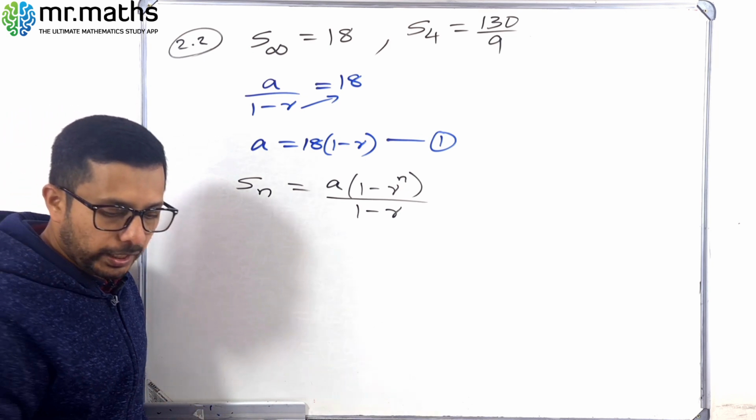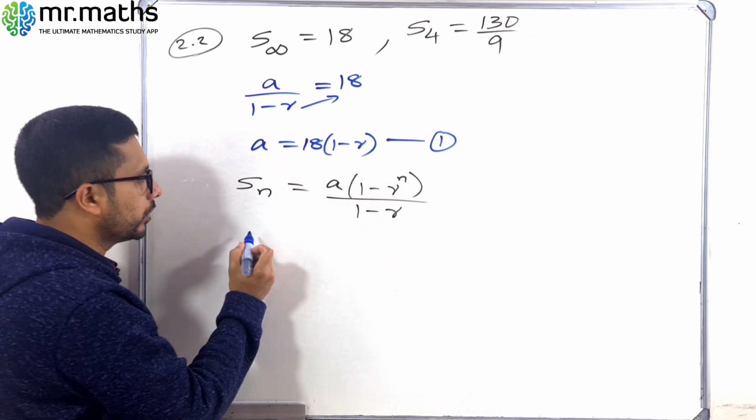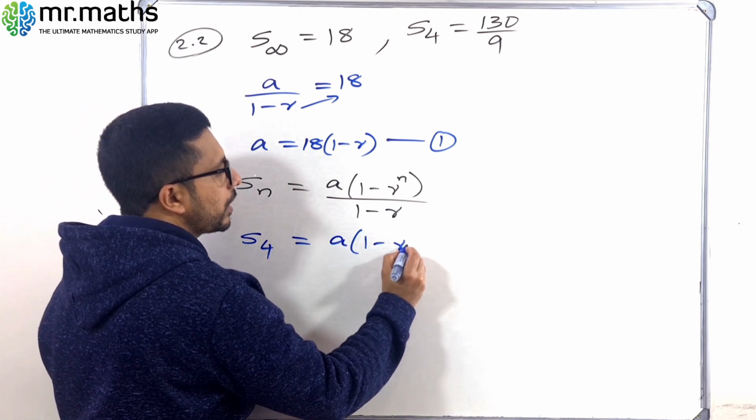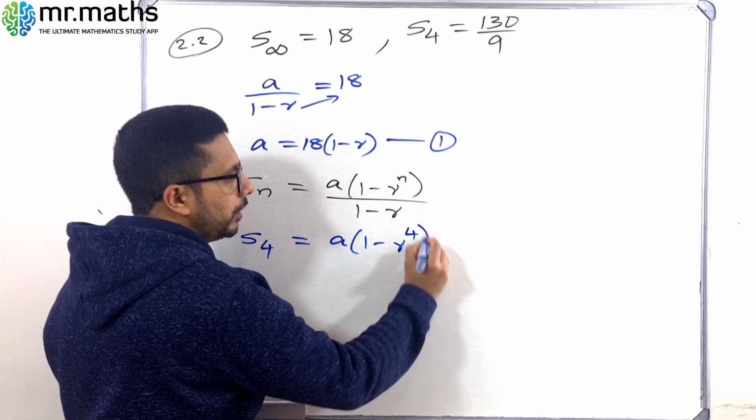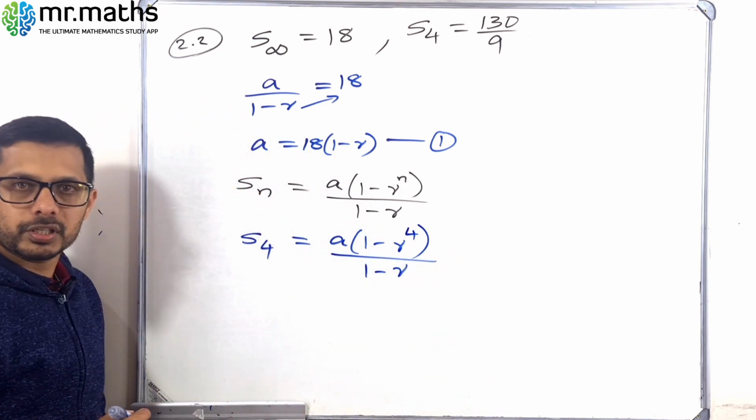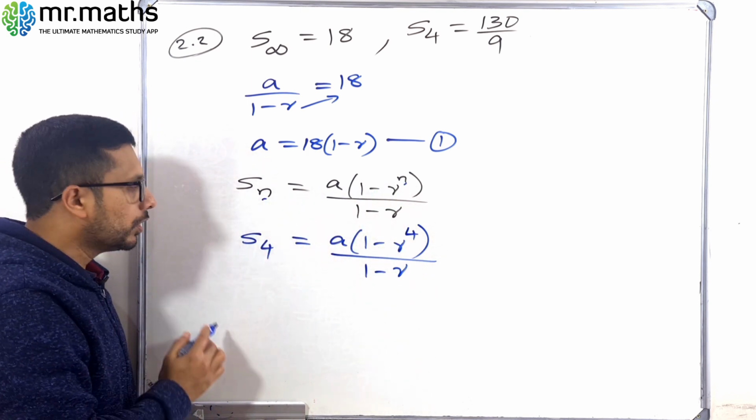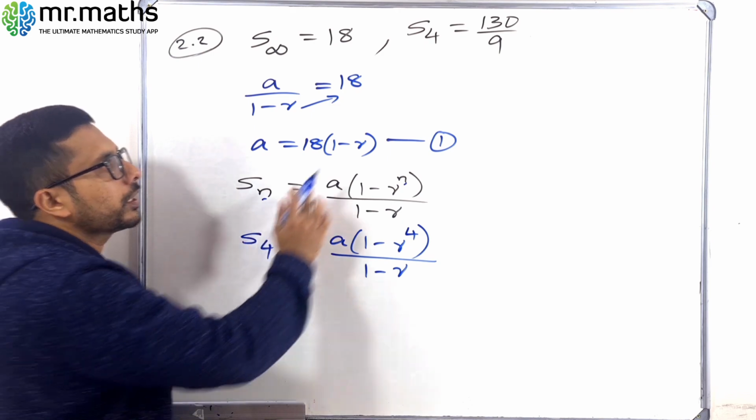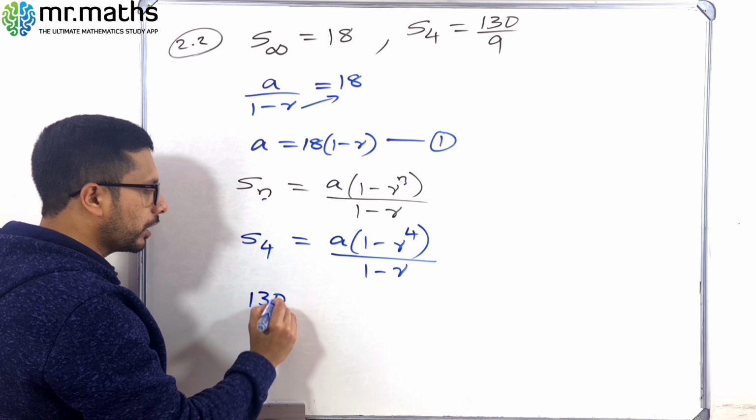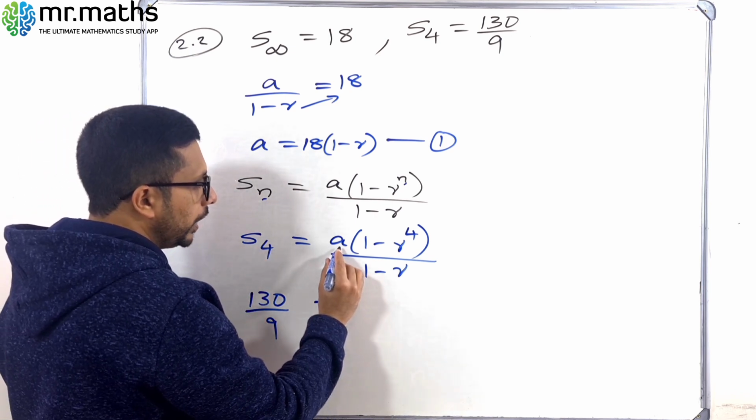Am I right? And here S4, that means substitute the value of n as 4. So S4 is equal to A into 1 minus R raised to n. What is n? It is 4, divided by 1 minus R. Do you understand? That means I substitute the value of n as 4 here and here. So what is S4? We know that S4 is 130 by 9. So I can substitute, instead of S4, I can write 130 divided by 9 is equal to A.